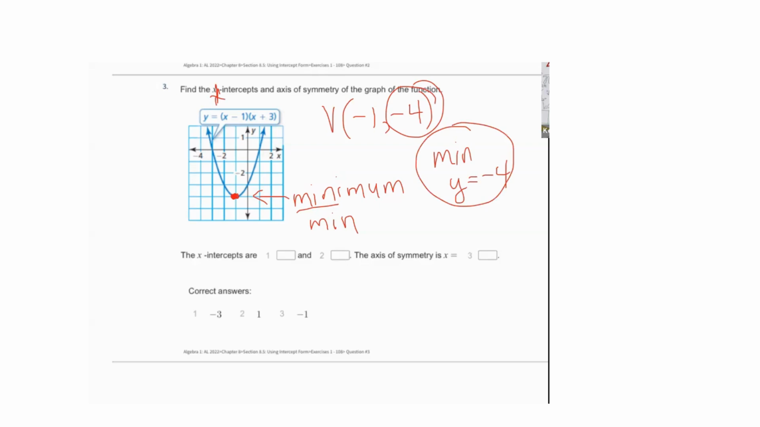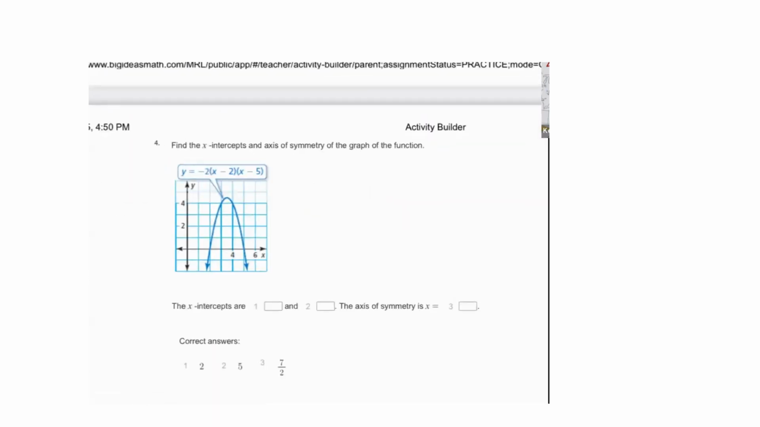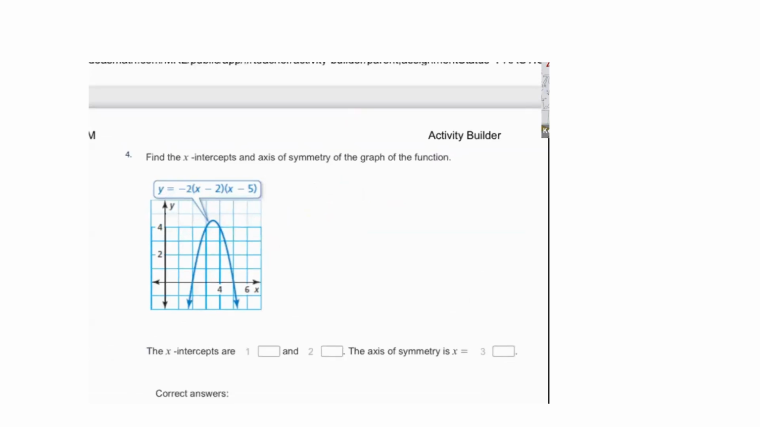Okay. Now let's look at one that's an upside down one, a sad parabola. This one is a sad parabola. And that's because it has a negative out front. Okay. So it would have a maximum value.